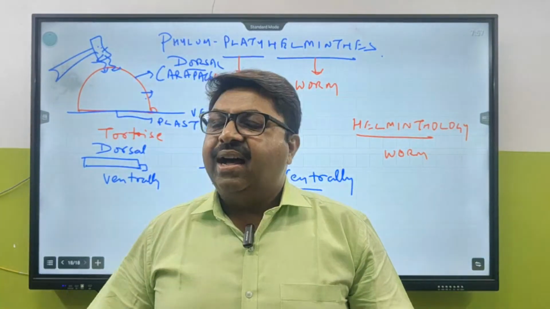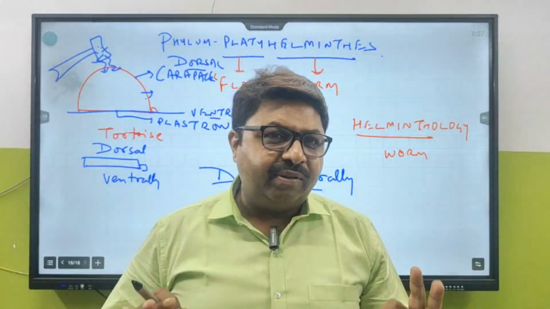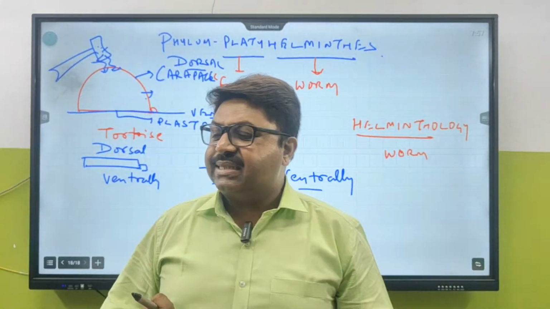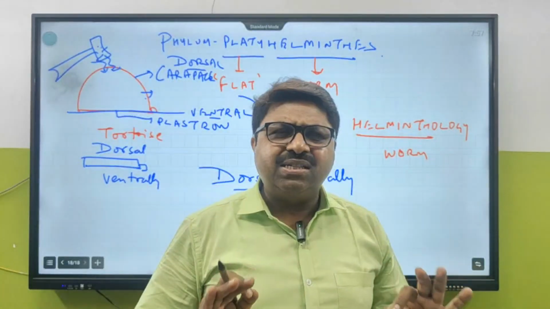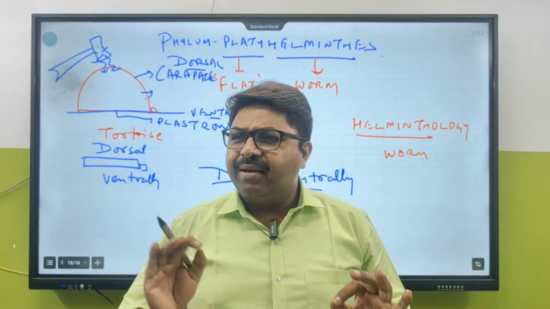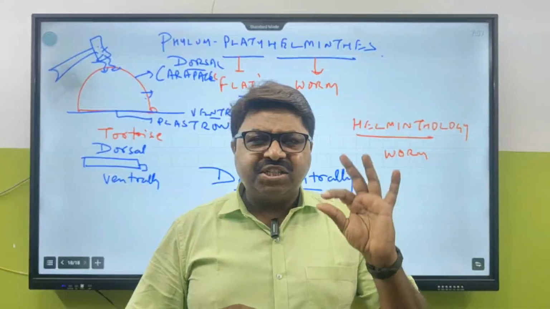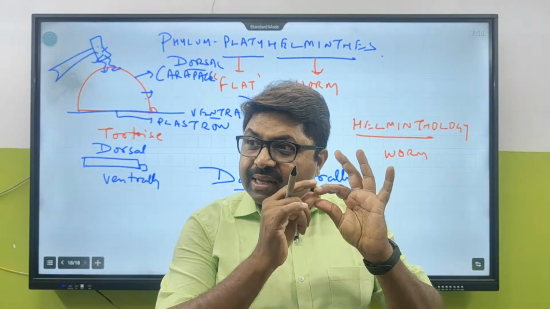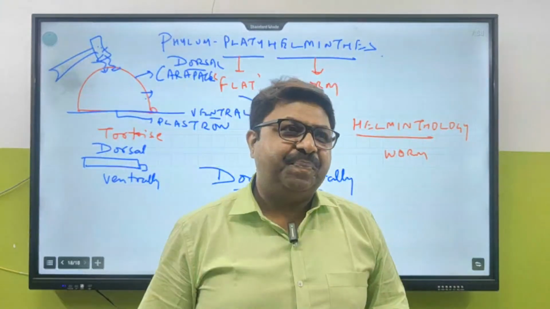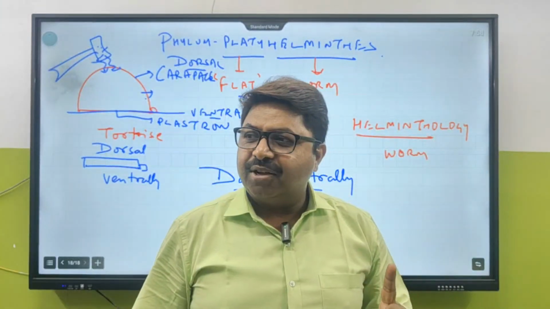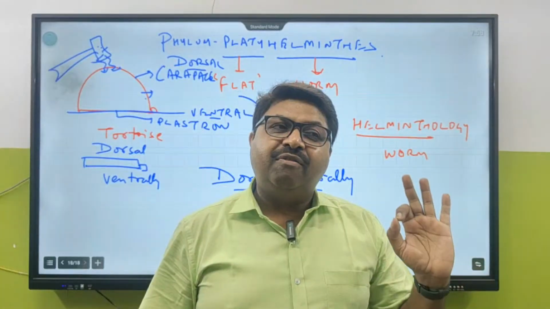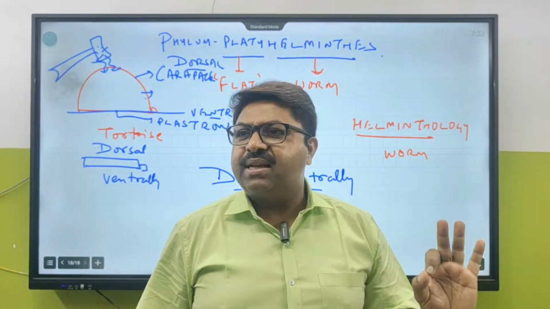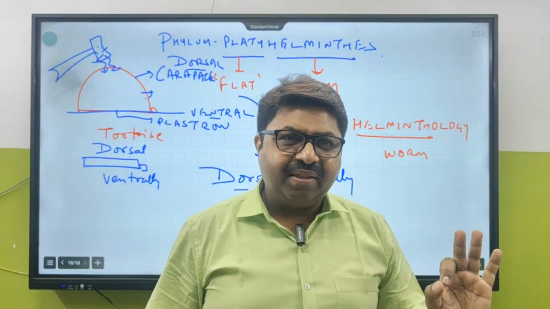What is the utility of this? The best example of this phylum Platyhelminthes is the tapeworm. A 30-40 feet long tapeworm can remain in a small space in your intestine by keeping themselves folded. Think about it. That means the majority of this phylum Platyhelminthes are parasites.